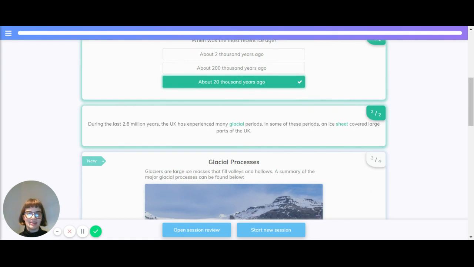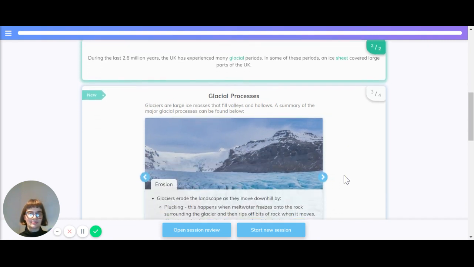During the last 2.6 million years, the UK has experienced many what periods? The correct answer is many glacial periods. In some of these periods, what covered large parts of the UK? The correct answer is, of course, ice sheets.